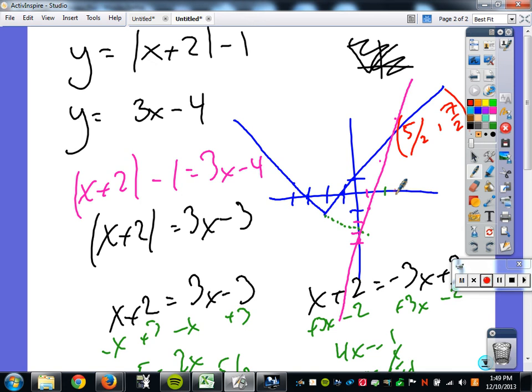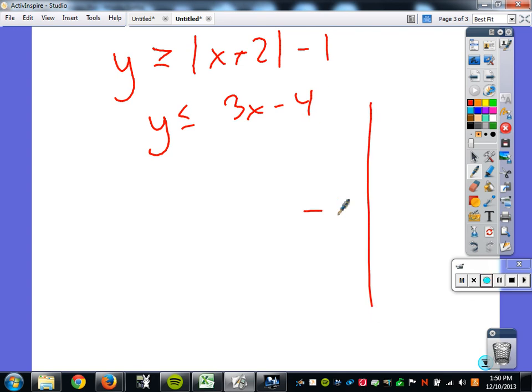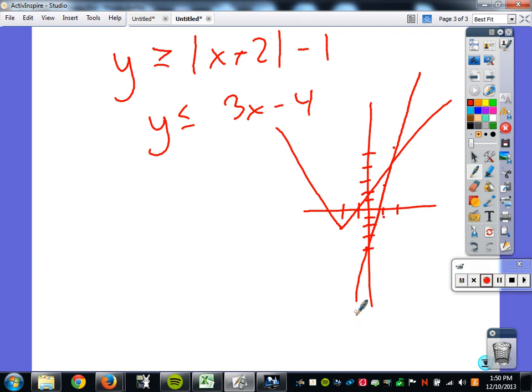Okay. What I'd like to do now is I have y is greater than or equal to, was it absolute value of x plus 2 minus 1? Is that what our last graph was? Yeah. And then y is less than or equal to 3x minus 4. We've already seen the graph. It's over here. You guys have already seen the graph, and then 3x minus 4, rise 3, run 1, rise 3, run 1. Okay, there's our graph.